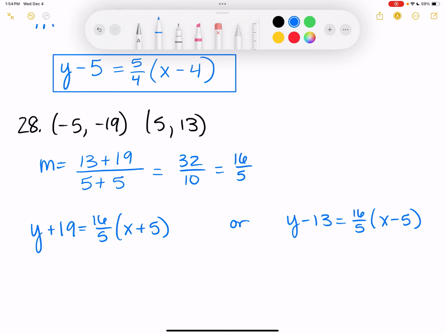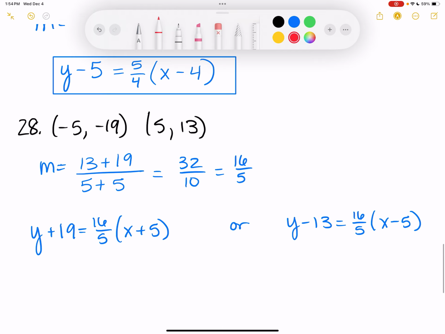So problems then are 3 through 11 odd, 15, 17, and then 23, 25, and 27.